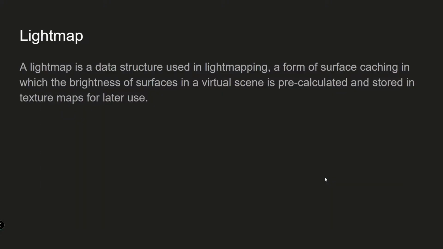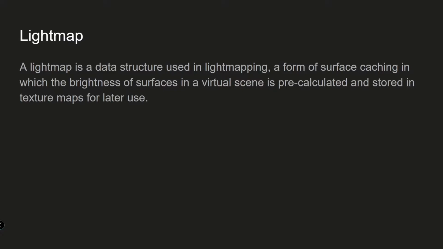What are light maps? The next most important thing when you're building anything in Unreal. Light maps is a data structure used in light mapping, a form of surface caching in which the brightness of a surface in a virtual scene is pre-calculated and stored in texture maps for later use. So what does Unreal do?